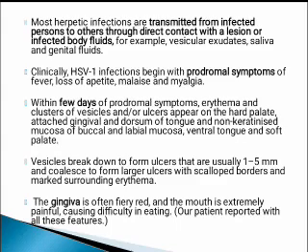And within a few days of prodromal symptoms, erythema and clusters of vesicles start to appear on the hard palate, attached gingiva and dorsum of tongue, and non-keratinized mucosa of buccal and labial mucosa. Also on the ventral tongue and soft palate.